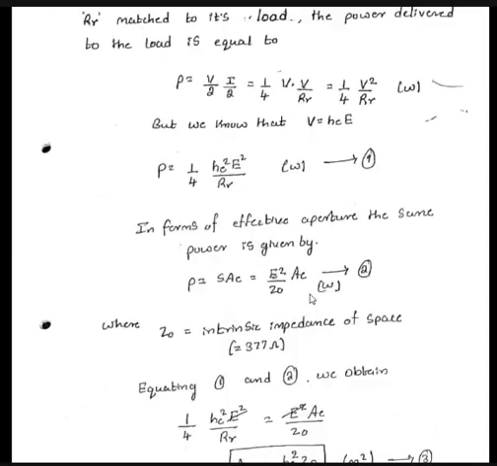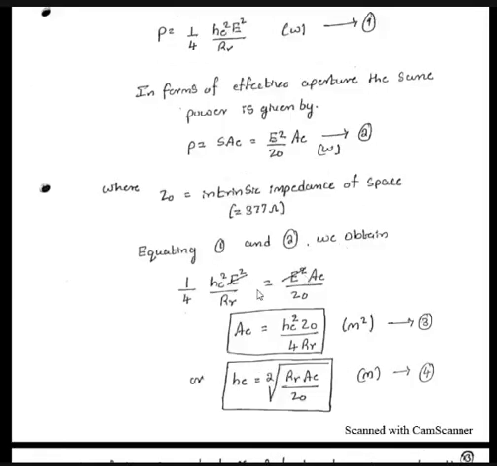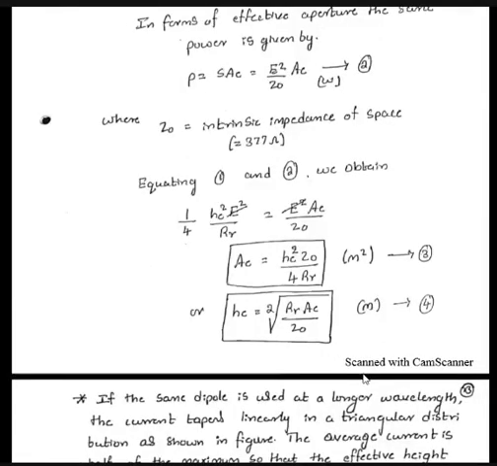In terms of the effective aperture, the same power can also be given as P equal to S into effective aperture, that is E square divided by Z naught into AE. Considering Z naught as the intrinsic impedance of free space, equating equations 1 and 2, we get equations 3 and 4. This is how we can understand the effective height and the relationship between the directivity and the effective aperture, considering the length variations. In the first case the length is small l, and the directivity we got was 1.5. In the second case L is lambda by 2, and we got 1.63.